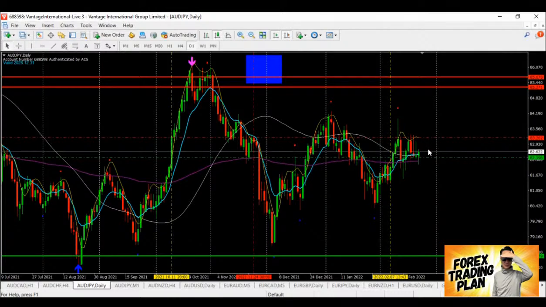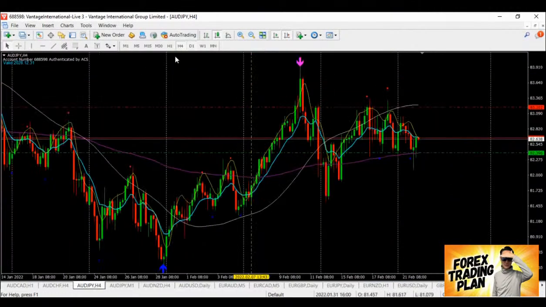Today Aussie yen, although we are in the bear, it is still looking for a retracement. Let's take a look, where are we heading to?